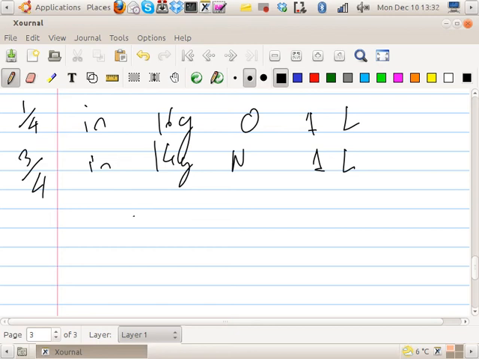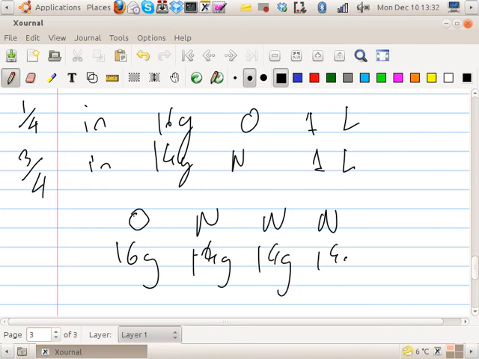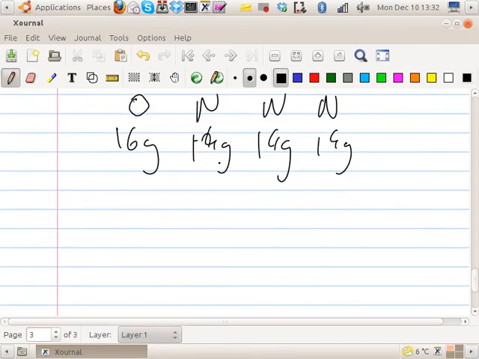If I had oxygen, nitrogen, nitrogen, nitrogen, this one would be 16, 14, 14, 14. So what's the total here? 30, 42, 58? Is that right? No, 32. 72 actually. Oh, no, James, 58, right? 10, 20, 30, 42, 52, 58, yeah?